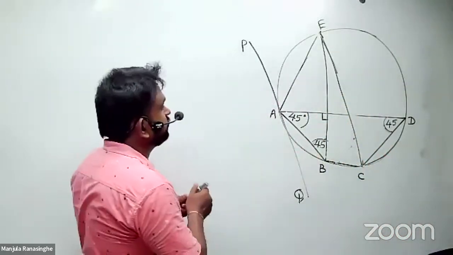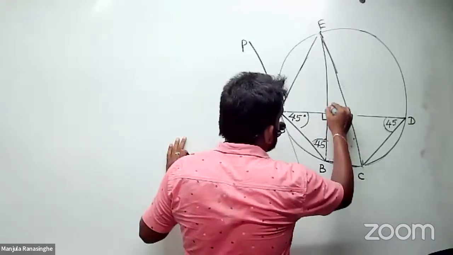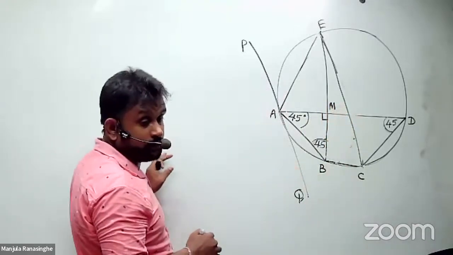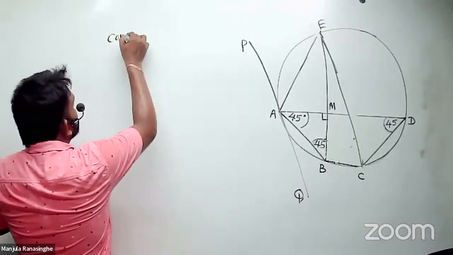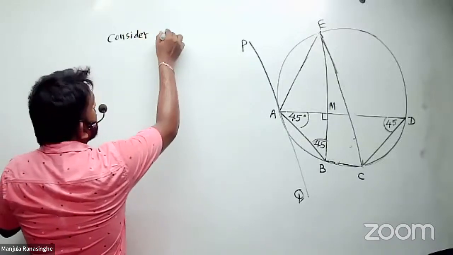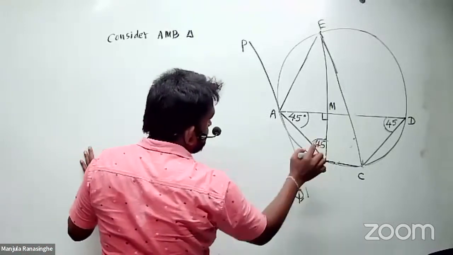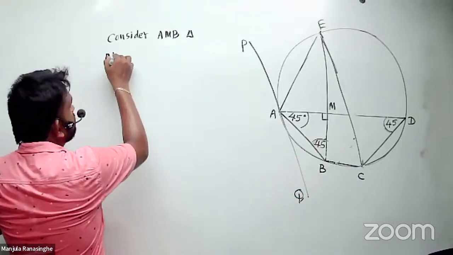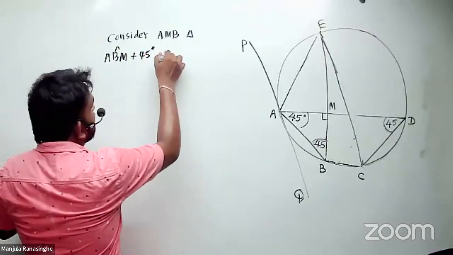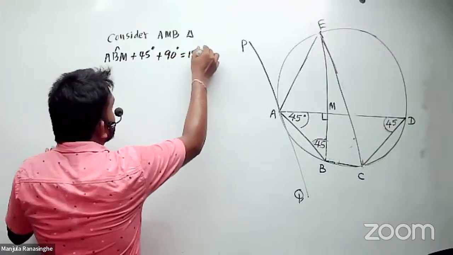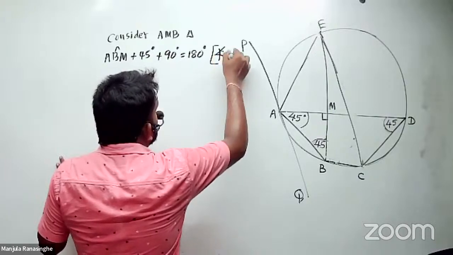Right. So I can put a letter here because it is not indicated, right? I write it as M. So now you write, consider triangle AMB. Then you write, this is not known, right? So angle ABM plus 45 degrees plus 90 degrees equals 180, right? What is the reason? The angles of a triangle.